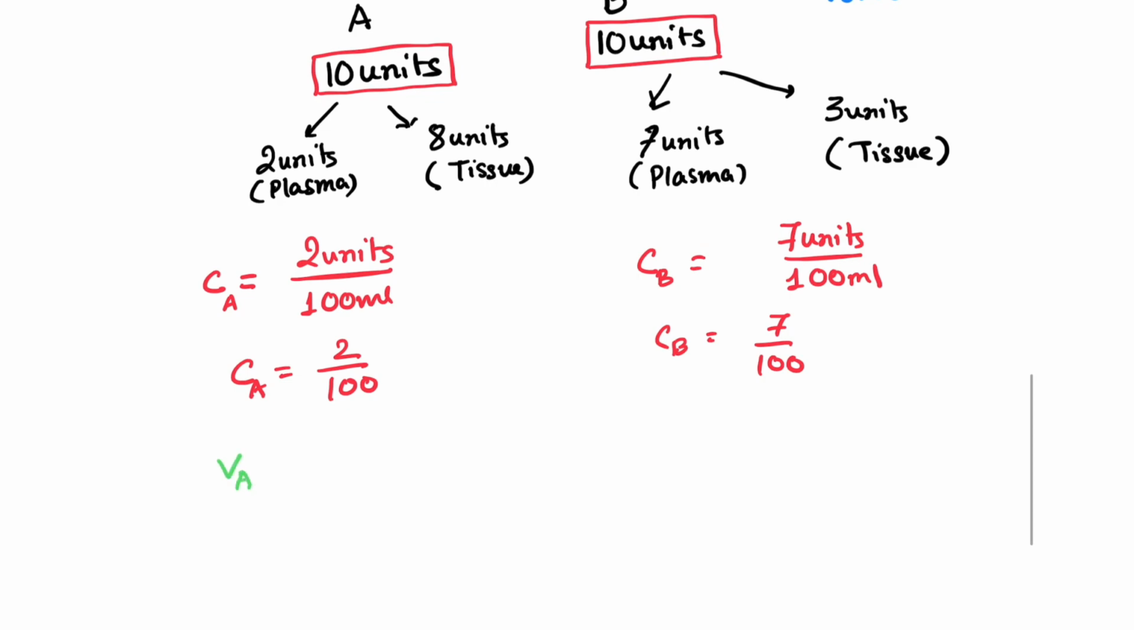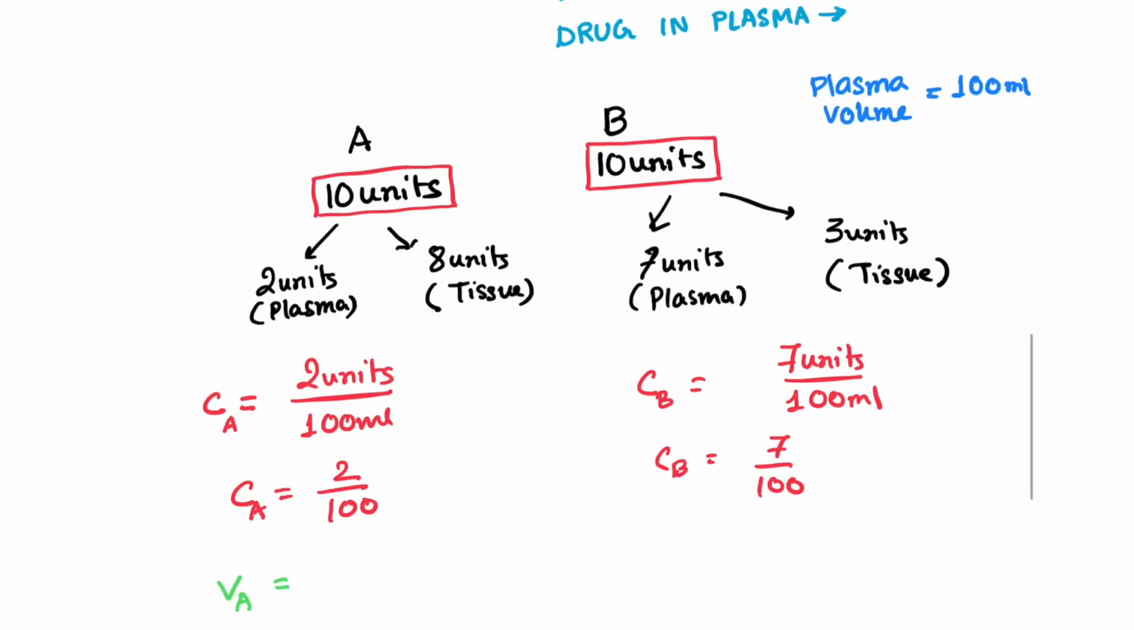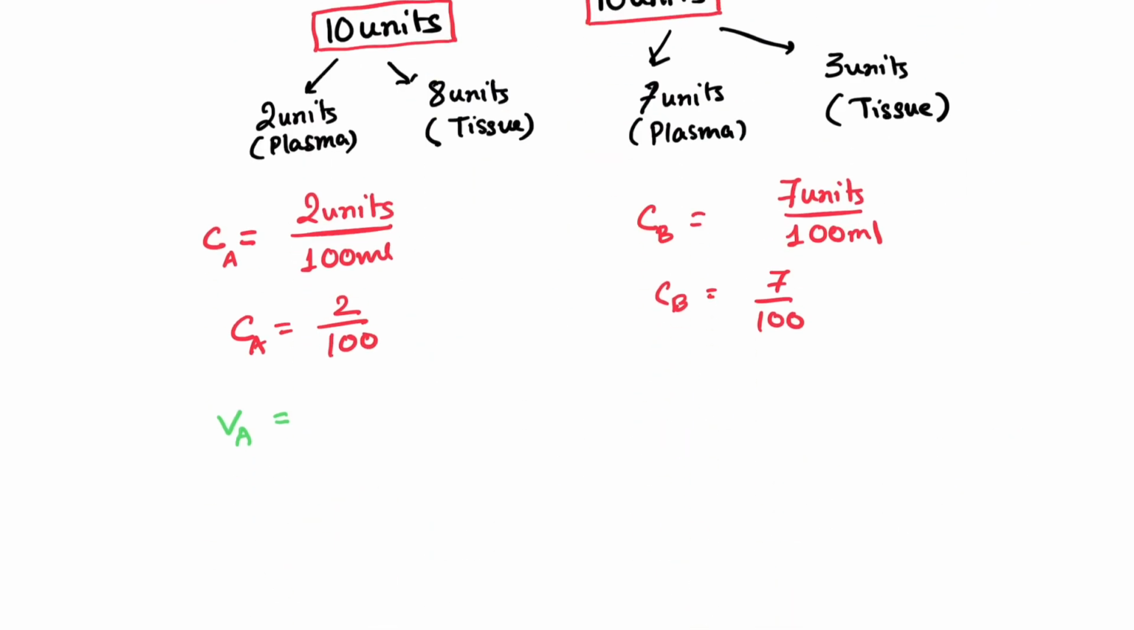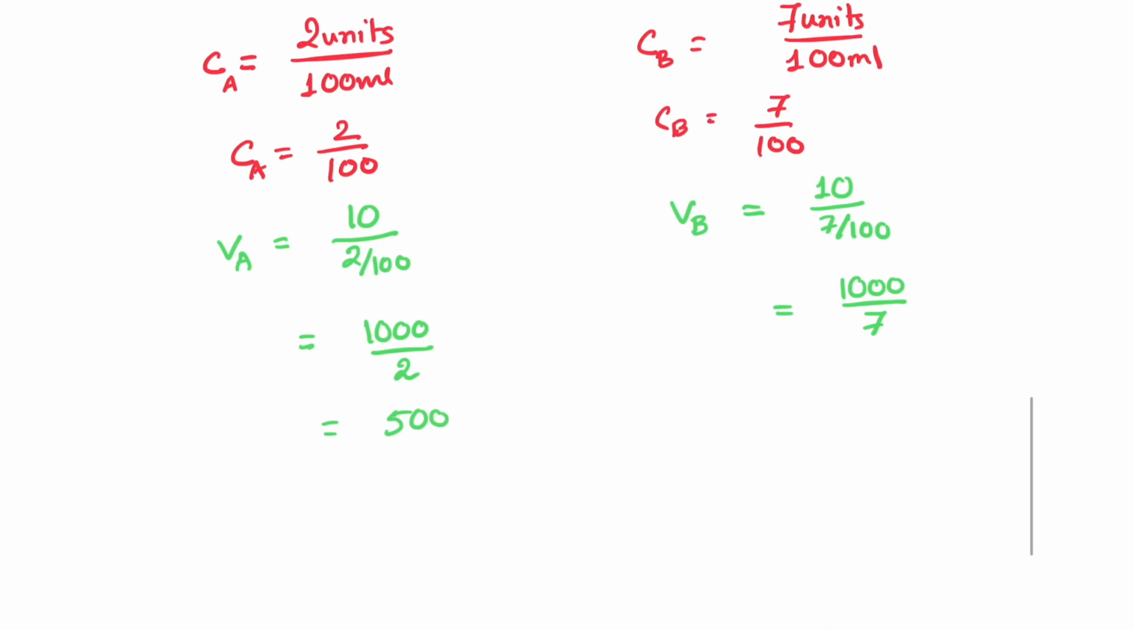So the volume of distribution of A will be, let us see the formula, X by C. X over here is the amount of drug added, so 10 divided by 2 by 100. And the volume of distribution for B will be 10 divided by 7 by 100. So the volume of distribution for A will be 1000 by 2, and for B it will be 1000 by 7. This is 500, and this is approximately 143, if you just take it approximately.